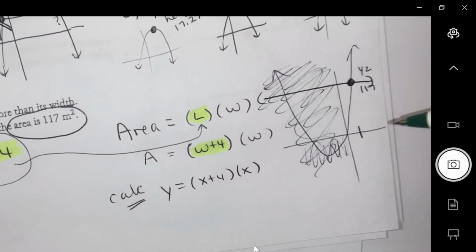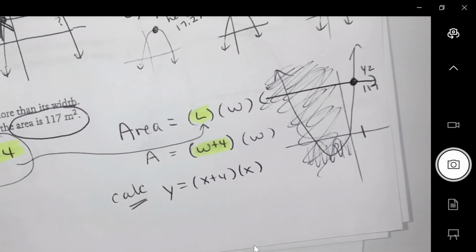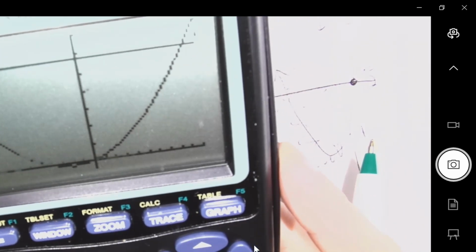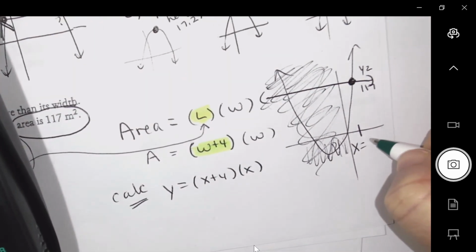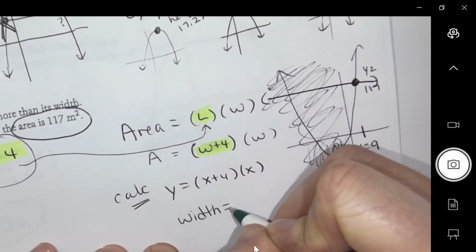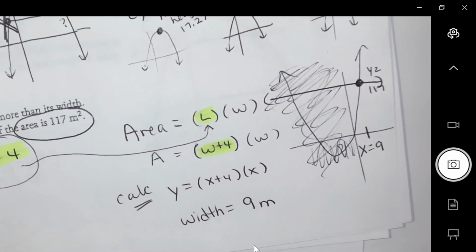So this is the number I'm trying to find. What is the intersection number there? Second calculate intersection. I got x equals 9. Okay. Now, what is that? Okay, so what is our x variable actually? Width. So width equals 9 meters, because the x is our width.